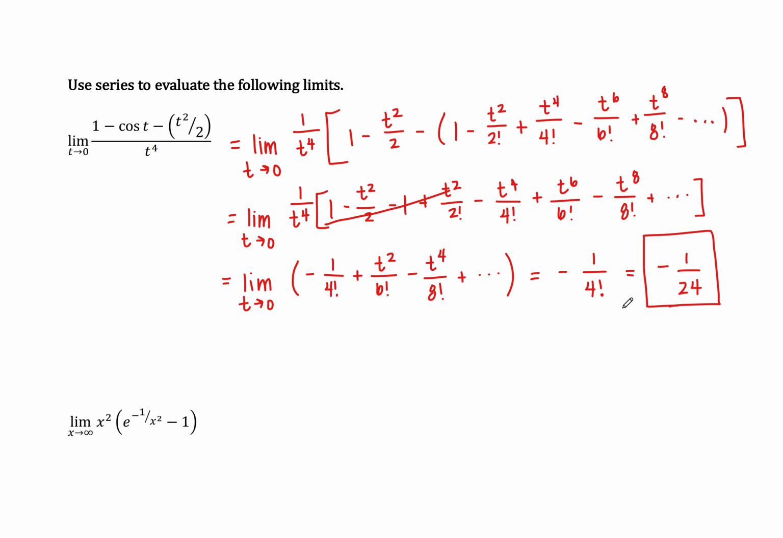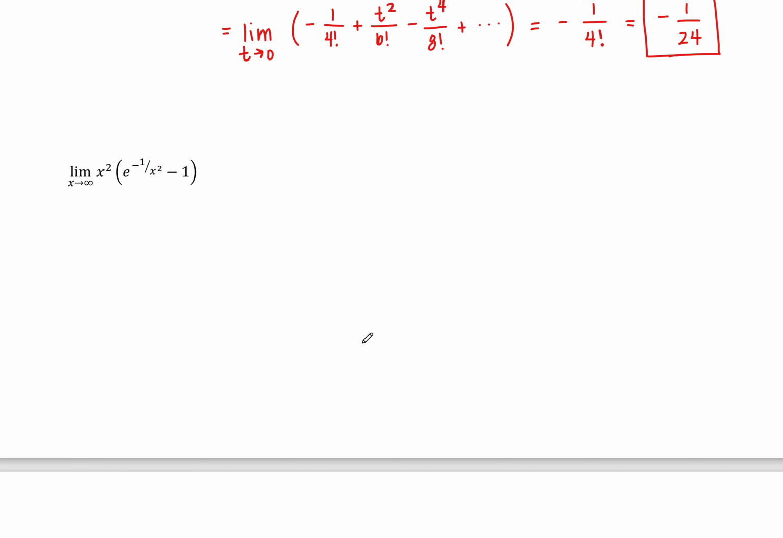So let's do one more. The second one is the limit as x goes to infinity of x squared times (e to the negative 1 over x squared, minus 1). Now, from a previous section, we know that e to the x is the sum from n equals 0 to infinity of x to the n over n factorial.